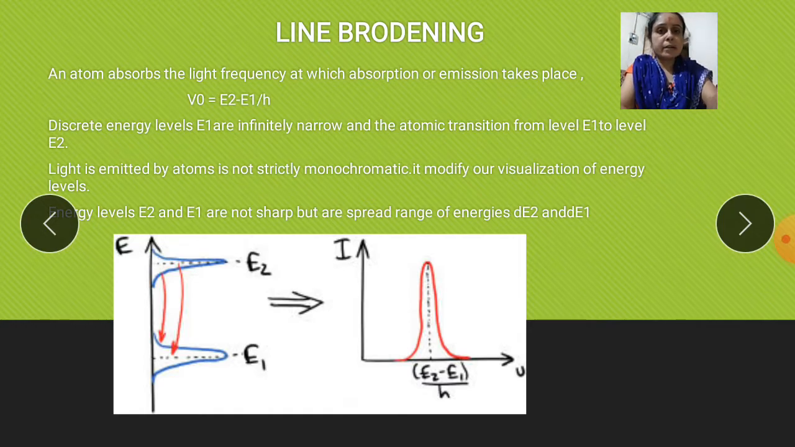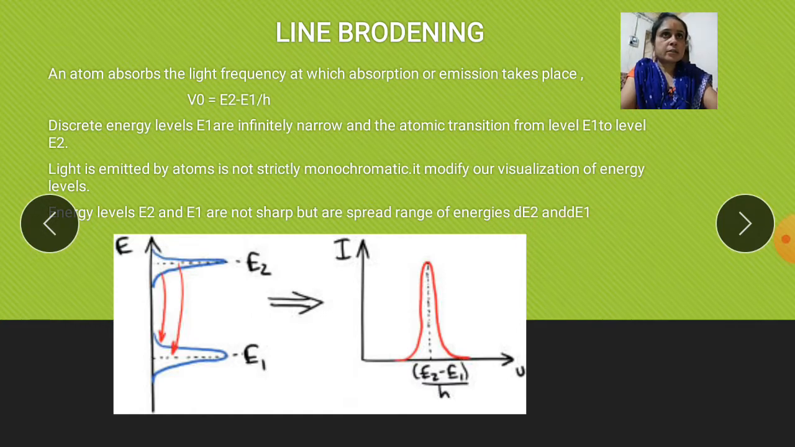But the light energy emitted by an atom is not strictly monochromatic. It modifies our visualization of energy levels. We assume that the energy levels E2 and E1 are not sharp lines, so they spread over a range of energy, dE2 and dE1.